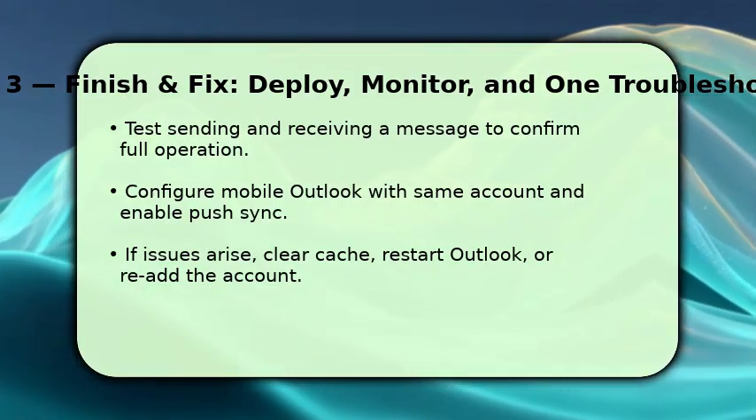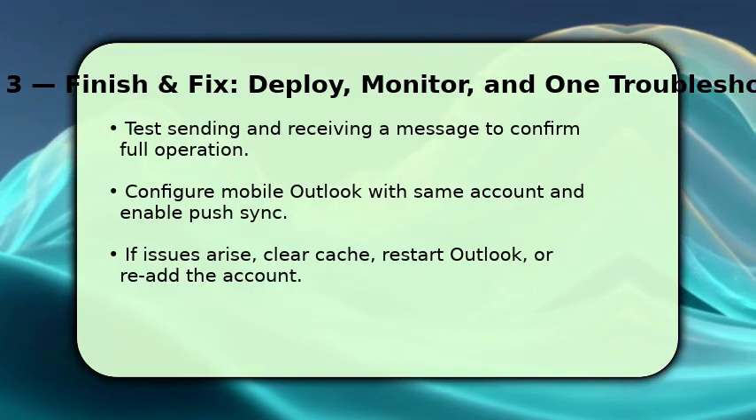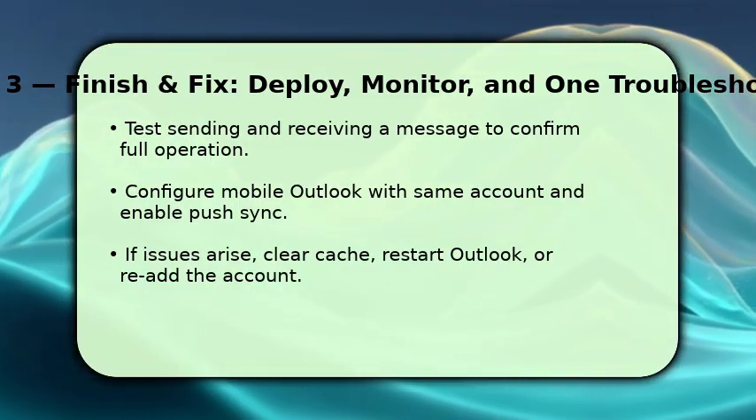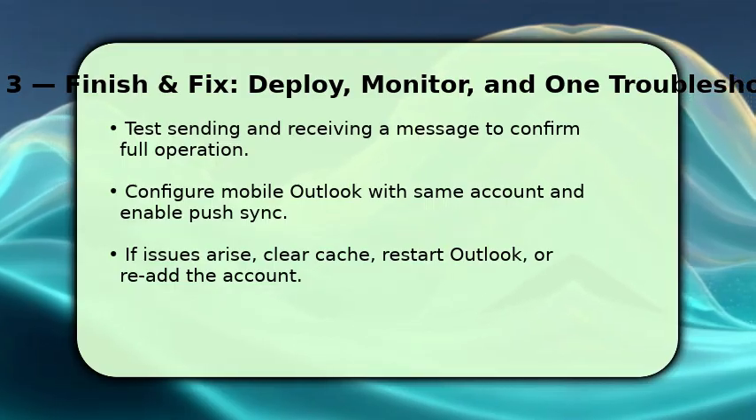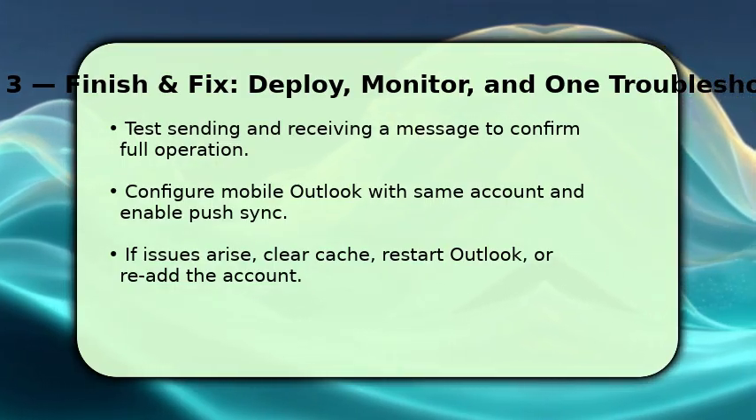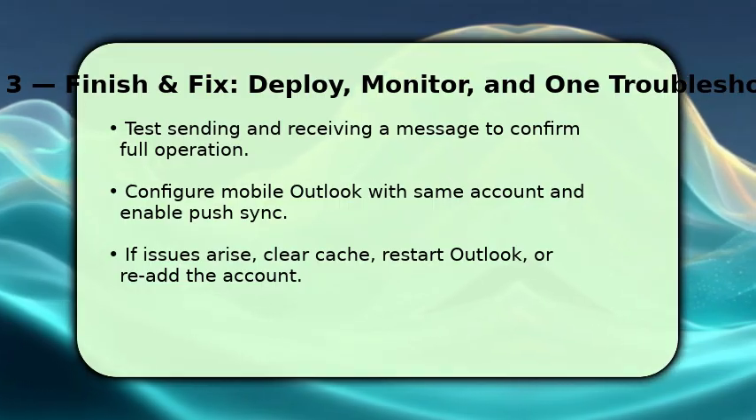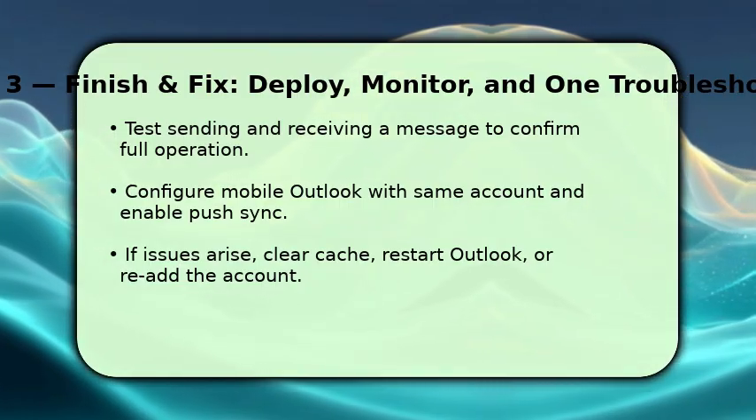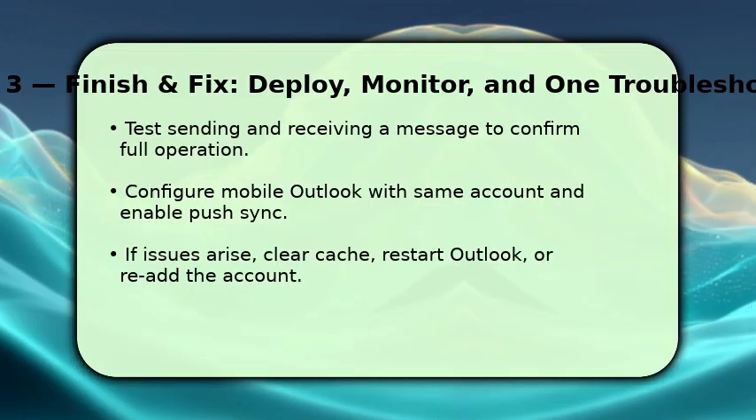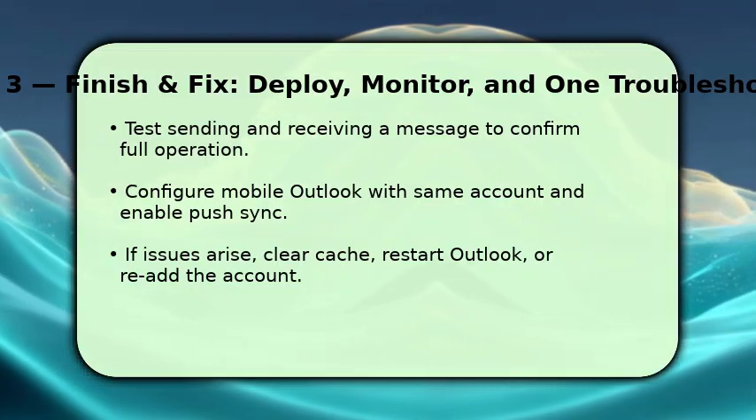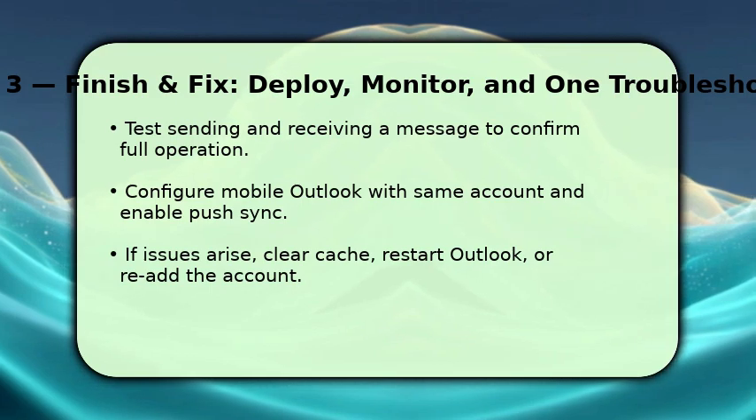If you encounter problems, like missing mail or send failures, first restart Outlook and clear the offline cache. This often resolves index conflicts. If that fails, remove and re-add the account or contact IT with error codes. This final verification makes sure email, calendar, and contacts all behave as expected.